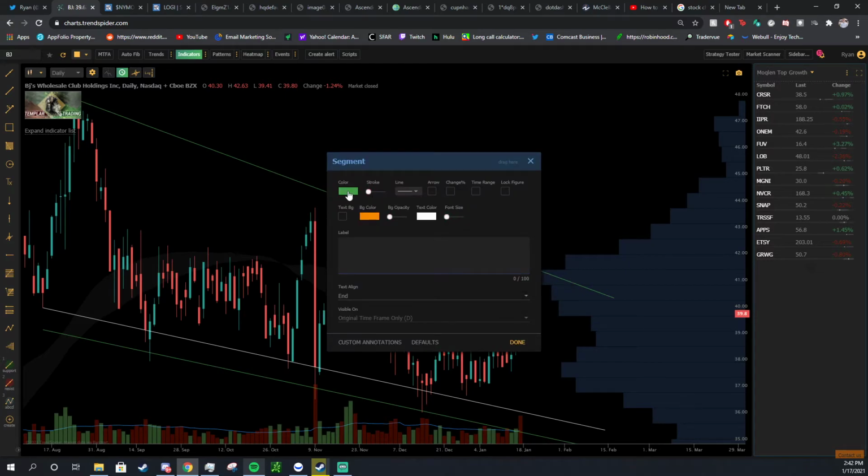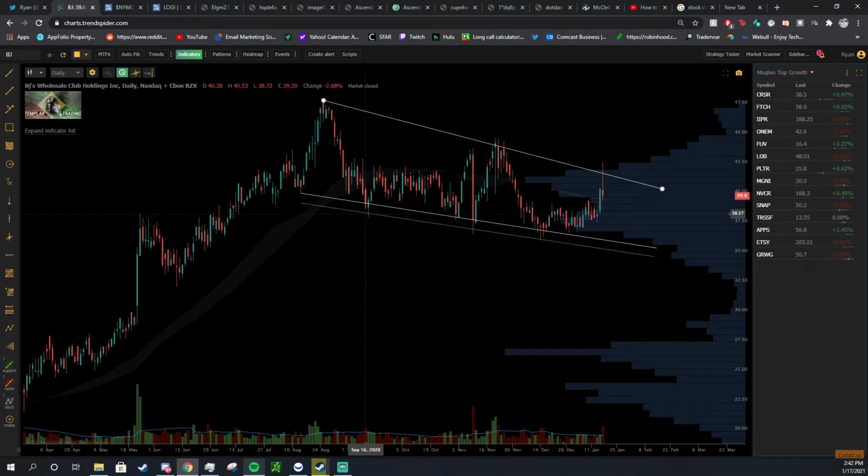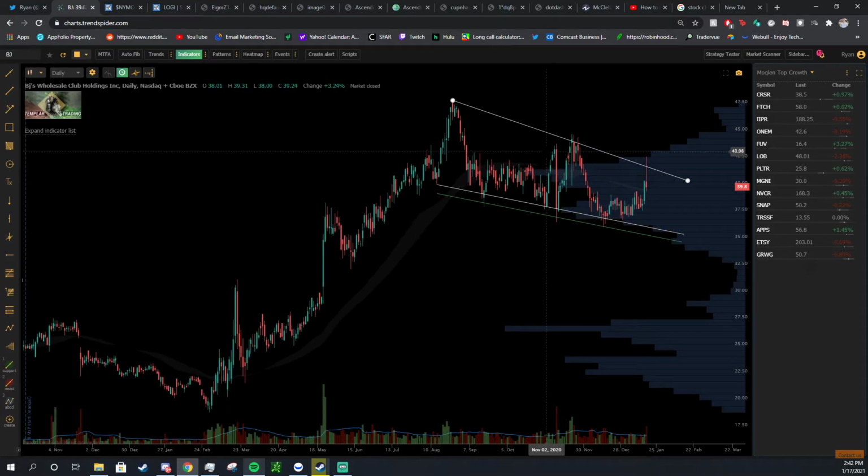This is interesting to me for sure. I like that we've had a multi-month kind of channel. If we have a breakout over a multi-month channel, usually it's a couple weeks of bullishness. So we'll see what happens.